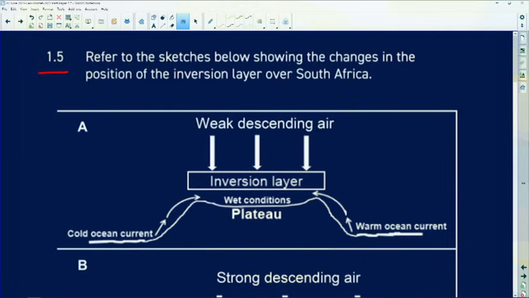Now, we experience the inversion over here. First and foremost, with South Africa, if you look at South Africa's topography, we have a plateau. It's a high-lying area. This over here is known as the escarpment. As you can see, I'm just going to mention over here, Johannesburg. Now, we have the warm ocean current over here, so we can assume this is the east coast of southern Africa. Over here, we have a cold ocean current, and we can assume this is the west coast.